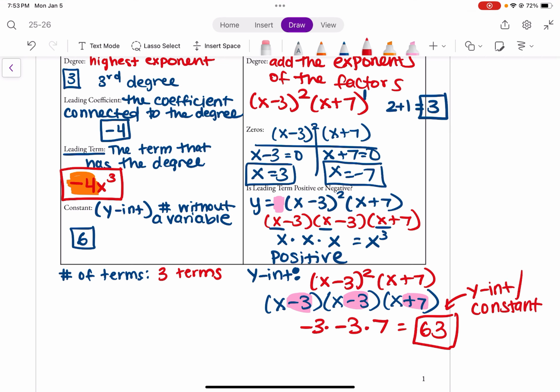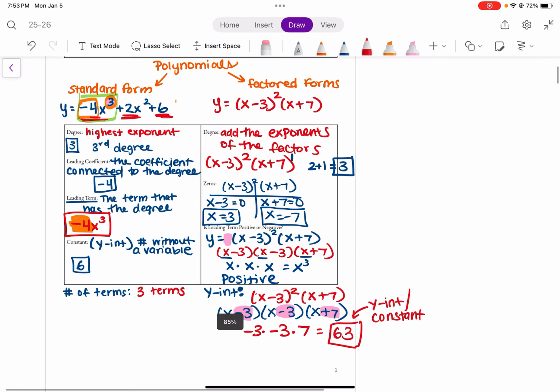So this is your y-intercept, the constant. So go to the practice where you're going to be identifying key parts in a polynomial.